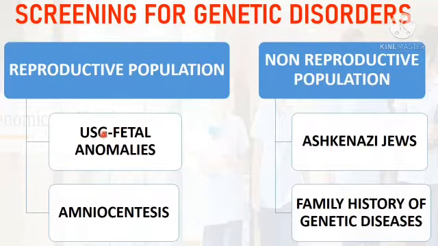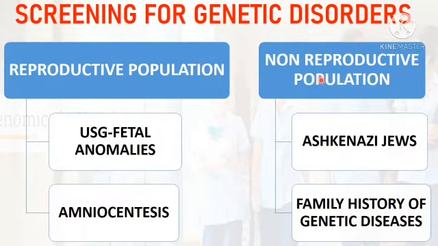Slowly we'll learn. And also we can go for invasive procedures like amniocentesis. If the ultrasound is normal but you are still suspecting that a pregnant woman may have a child with a genetic disorder, then you can go for an invasive technique like amniocentesis. In this way, you can screen a pregnant woman.